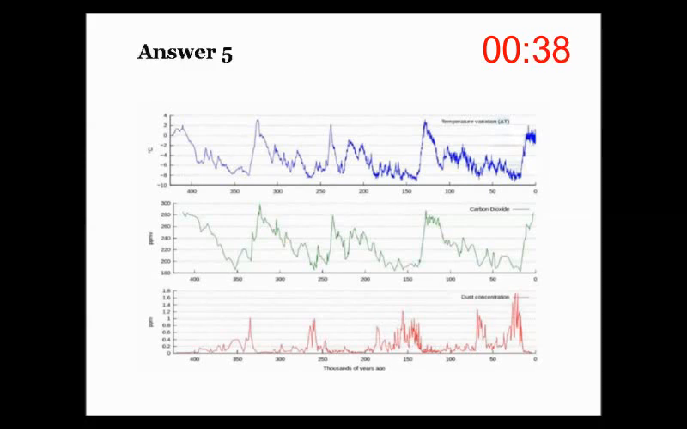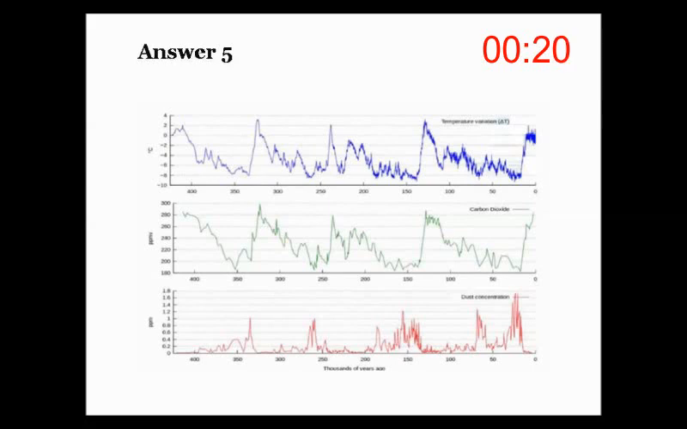The line chart gives information about the relationship between three lines. To begin with, we can see that there are several sections in this picture, that is temperature variation, carbon dioxide, and dust concentration. According to the graph, in terms of temperature variation, the largest number can be found in 330, which is about 3 degrees.